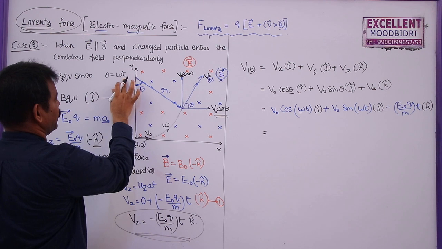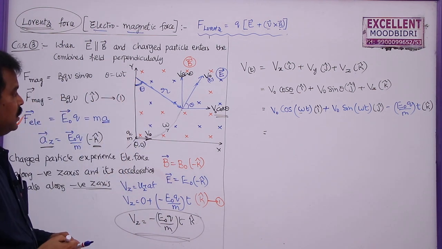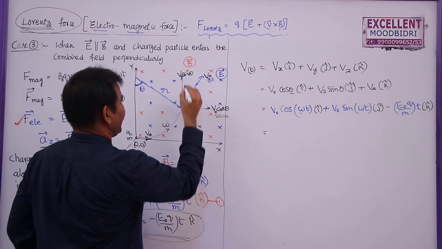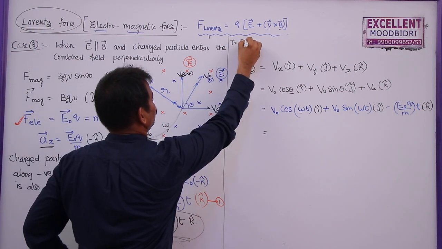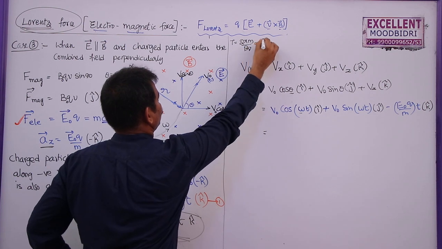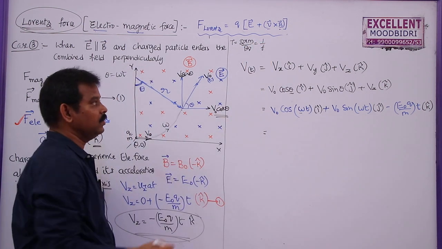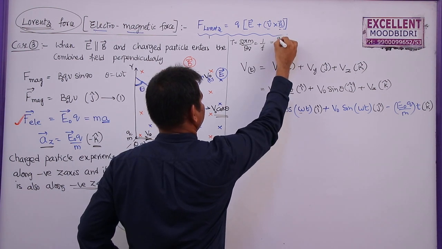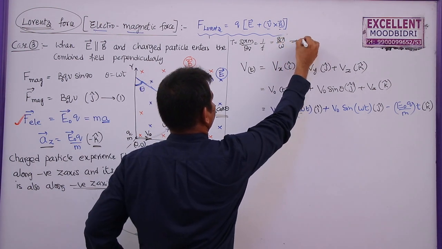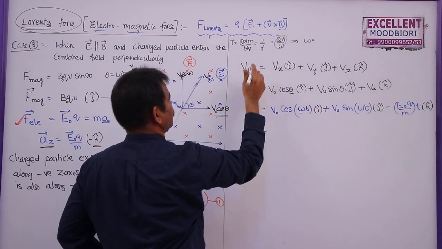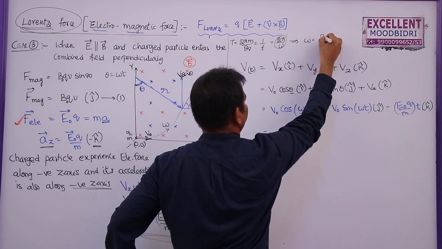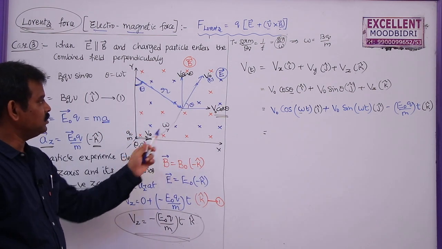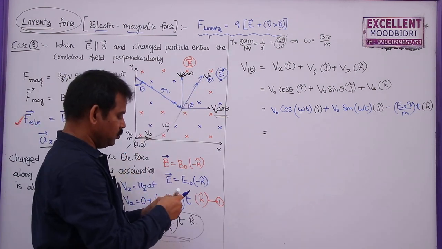Now let me substitute omega here, because theta is omega t. What is omega? Whenever a charged particle moves in a circular path, the time period is given by 2 pi m by bq, which is equal to 1 by f. So this is also equal to 2 pi by omega. From this, omega can be written as, cancelling 2, bq by m. So the angular velocity of the charged particle of charge q and mass m in the magnetic field b is bq by m. Now we can substitute that value.